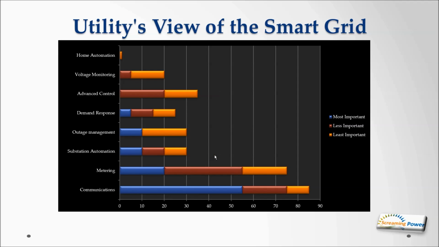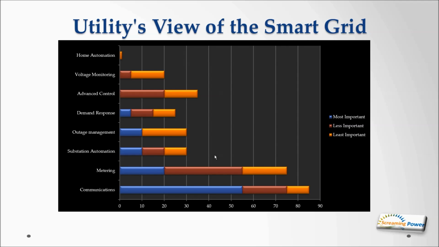This chart represents a survey that was done a few years ago, where just over 100 utilities in North America were asked what they regarded as important technologies from the emergence of the smart grid. The blue obviously is most important, the reddish brown is less important, and the orange yellow is least important. Across the bottom we can see the number of respondents out of the 100 plus utilities. Along the vertical axis we can see the different areas.